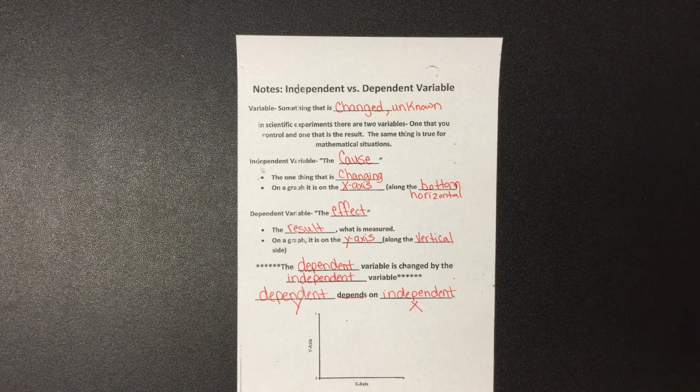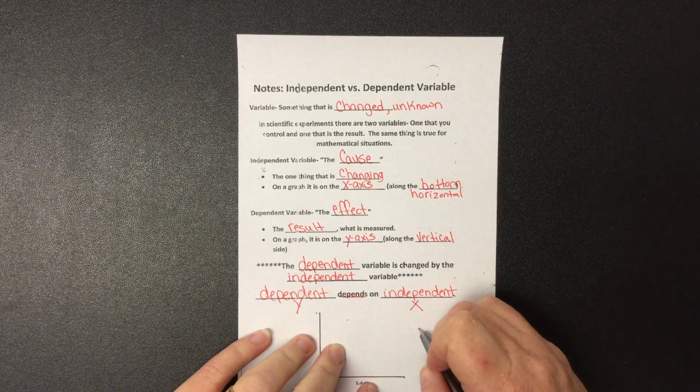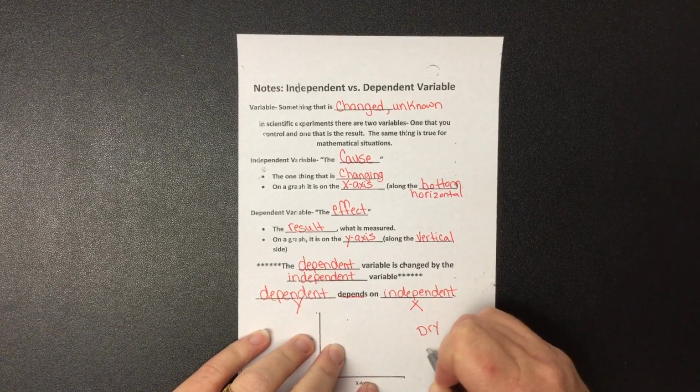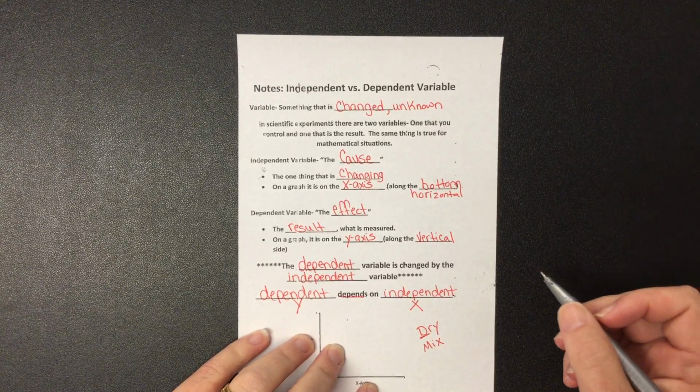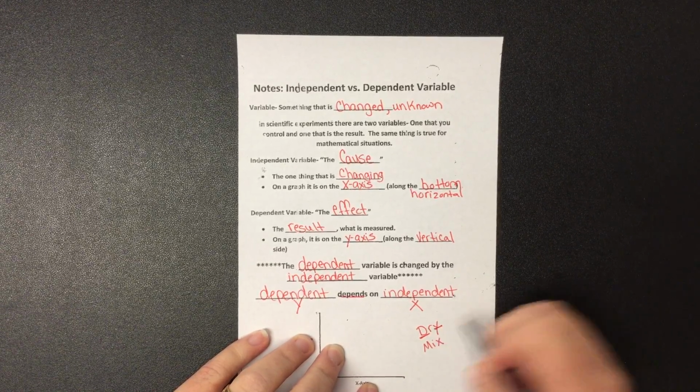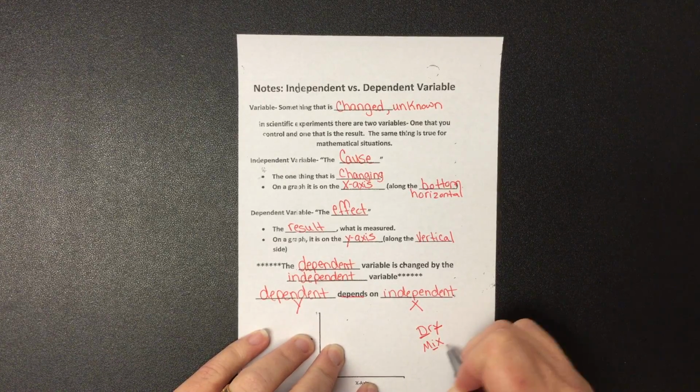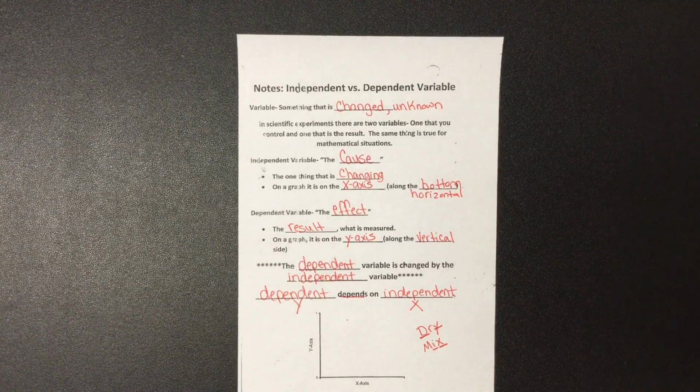And I do believe that in science class, they might have taught you DRY MIX. The dependent goes with the y, and the independent goes with the x. DRY MIX. You remember that?